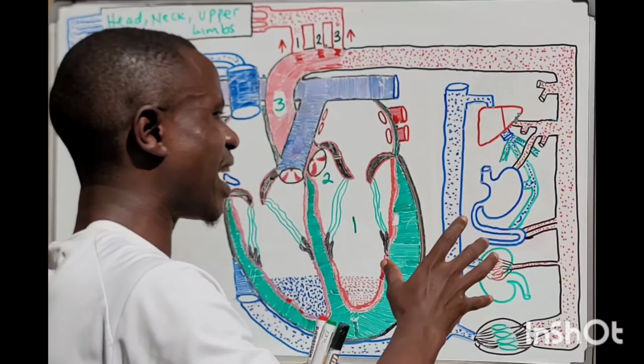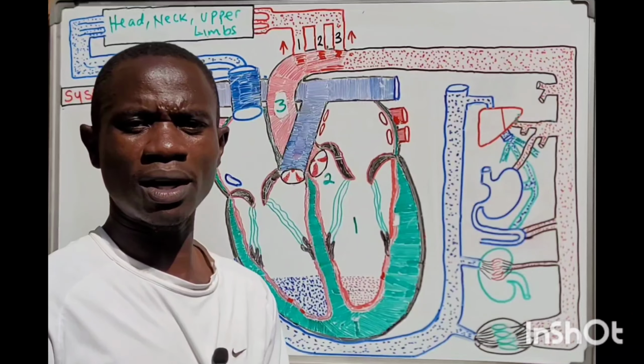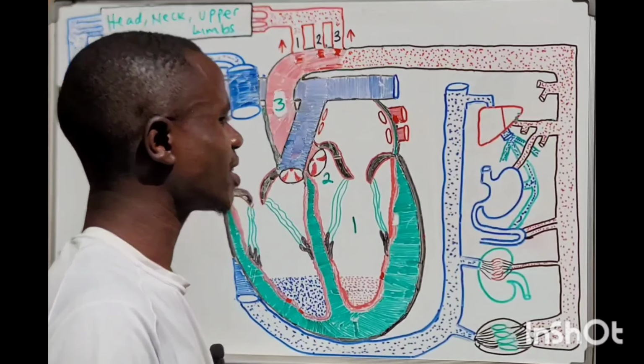These arteries are going to be supplying different areas. The liver, what we call parts of the stomach, parts of what we call the spleen, the pancreas.